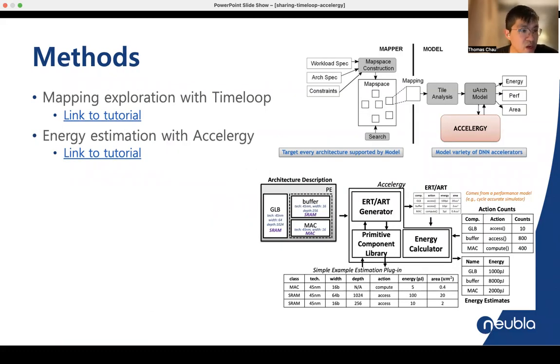So before I move on, the basic board idea is that the model part of Timeloop models a variety of DNN accelerators with the support of Accelergy. And the mapper's job is to find an optimal mapping to optimize data reuse. The mapper should be able to target any accelerator that the model is able to model.